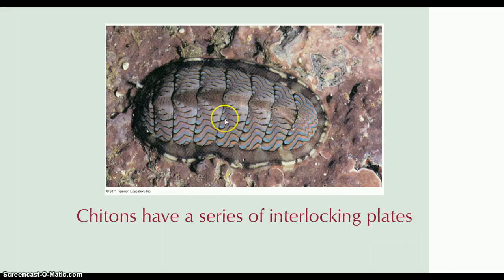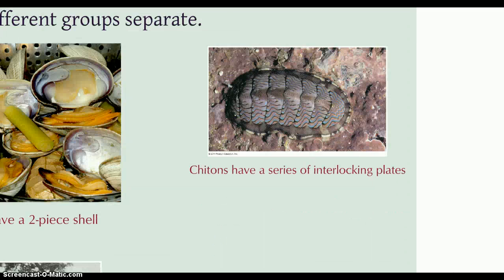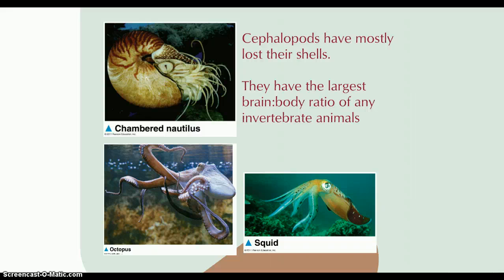Chitons, their shells become these little plates that act like armor. The nautilus, okay, well, it belongs to the group of cephalopods. Cephal is head, pod is foot. So they're basically a head with feet. That includes octopi and squid.